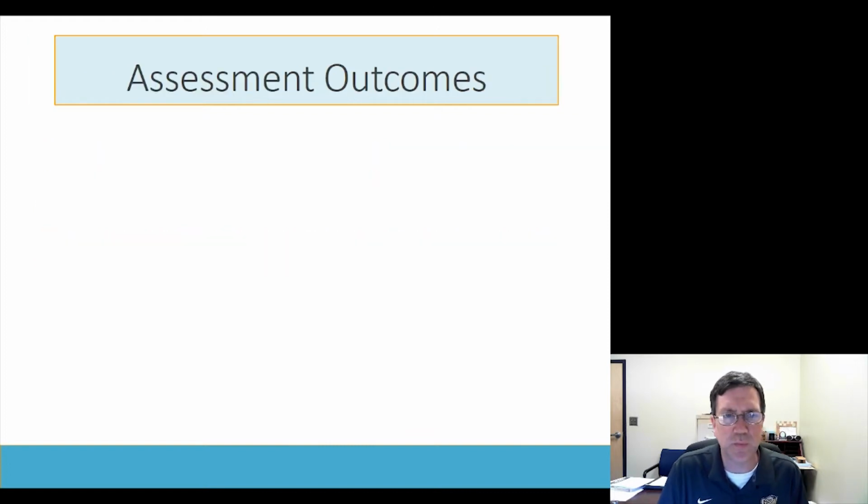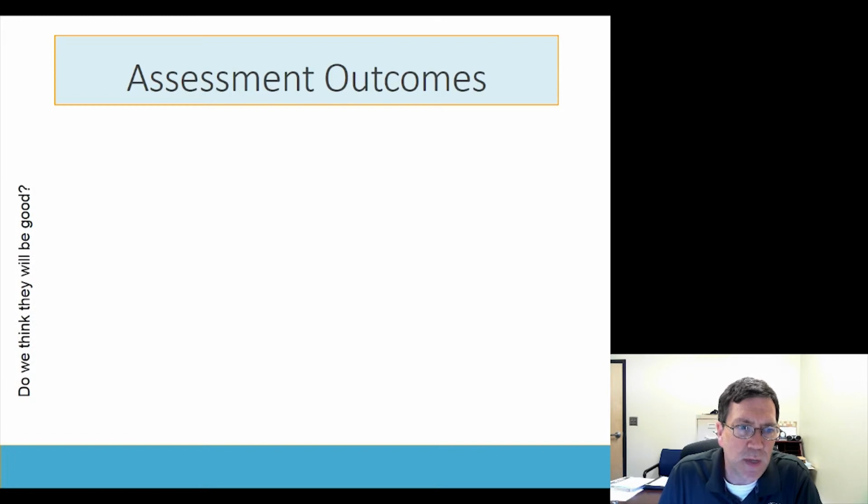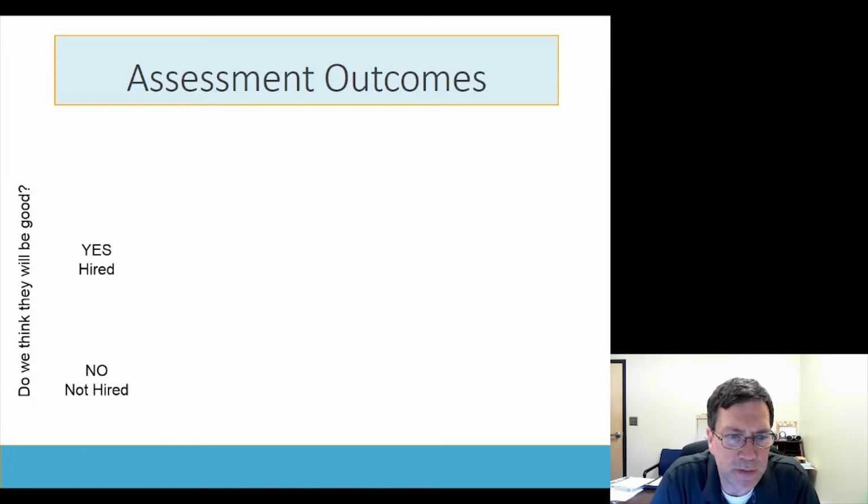And that is what we refer to as assessment outcomes. We can look at the possible outcomes of our assessment of people from a 2x2 grid. One side of the grid, let's call it the up and down side, is on the front end. Do we think that this candidate will be good here?